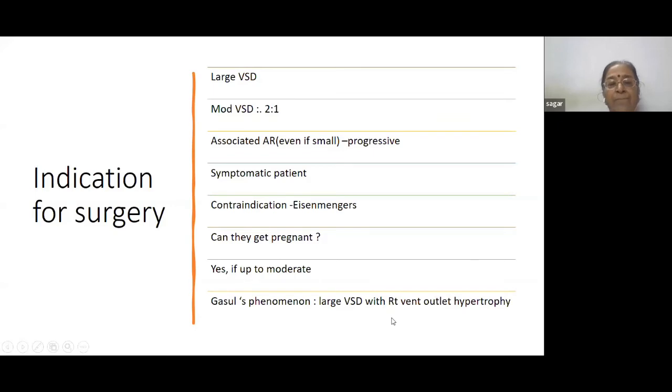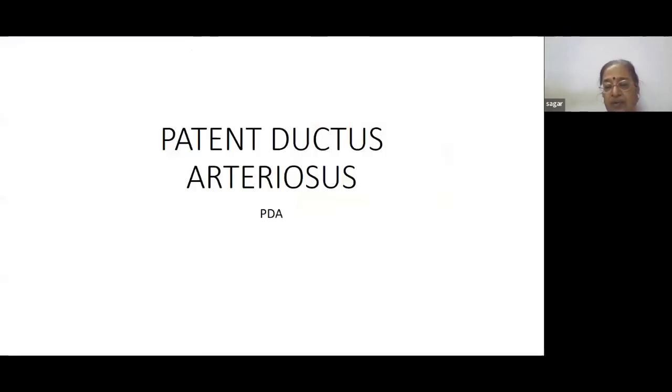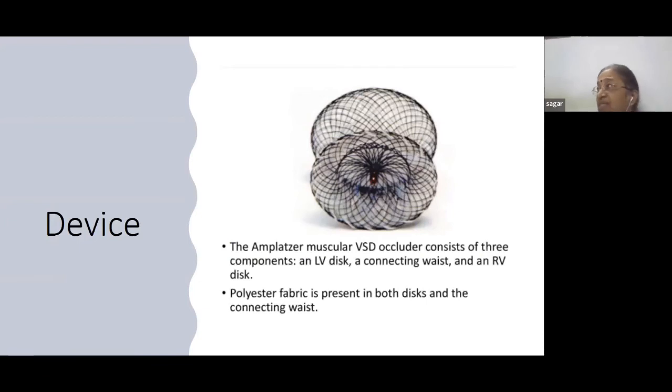Anatomically, okay, right. How do you close a VSD? You can either close it with a device or you can do surgery. This is the Amplatzer device, which has a waist and two sides, made of polyester fabric, and it can be put there. So you can either close surgically or with a device. With that I will finish VSD. Are there any questions? The PDA part is small. I'll take another 15 minutes with your permission. Are there any doubts on the VSD component?